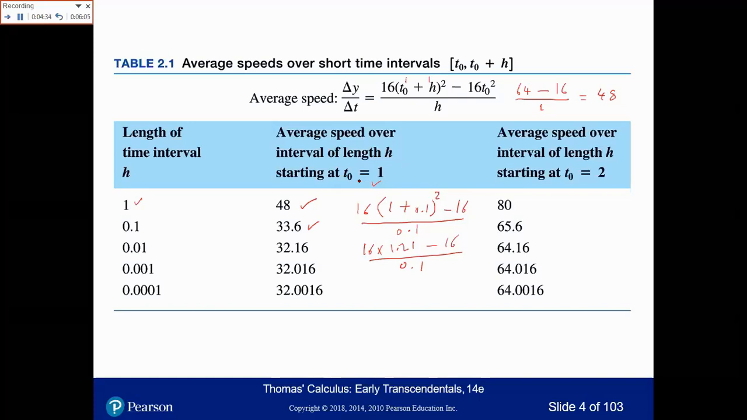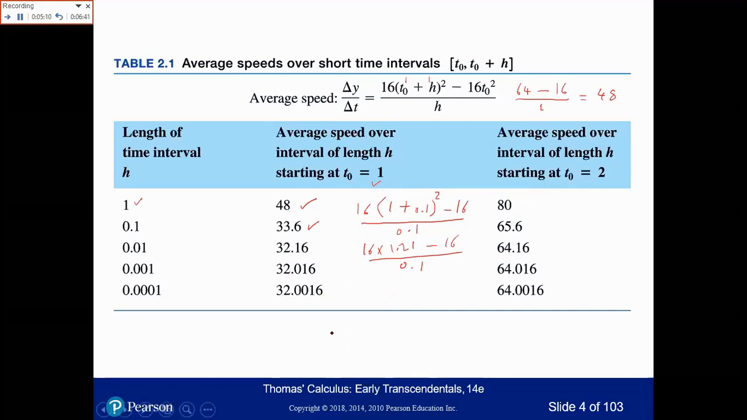But we don't have to use t0 equal to 1. We could use t0 equal to 2, right? If we do t0 equal to 2, these are the numbers. You can check them yourself. They will be okay, right? So in the end, when we took h smaller and smaller until we reach this point, you can see for this column, we have 32.00h. Okay.